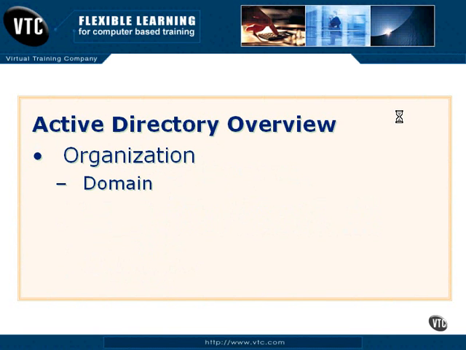Let's talk about Active Directory organization. Here's the way that you will hear Active Directory described and implemented. First is the domain, which is a group of domain controllers and users. Then there's a tree, which is a group of domains that are connected to each other. And then there's a forest, which is a group of trees connected to each other.